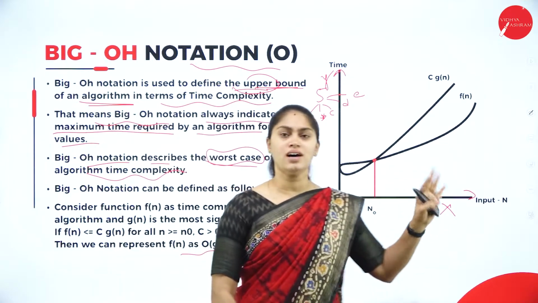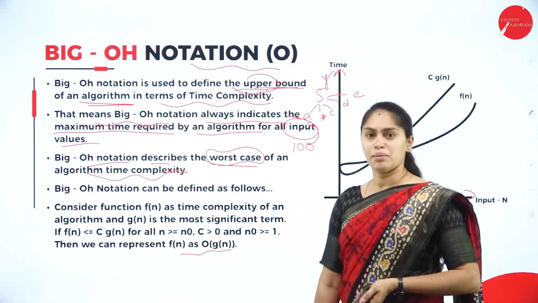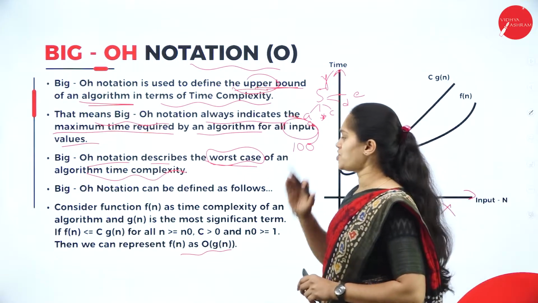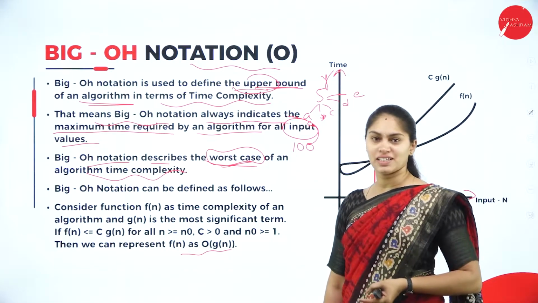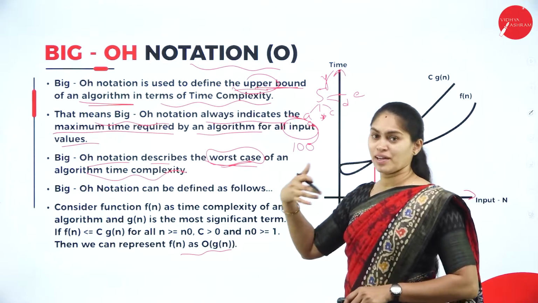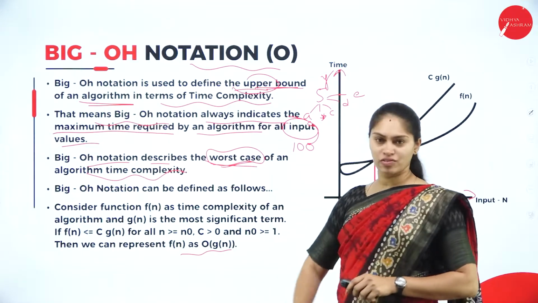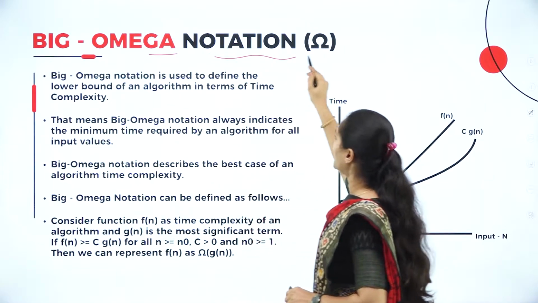This is how big O notation is used to find the upper bound. In big O notation, we get to know the worst case of an algorithm with respect to time complexity. Now we'll see what describes the best case of an algorithm. That is what you can see here in the big omega notation.